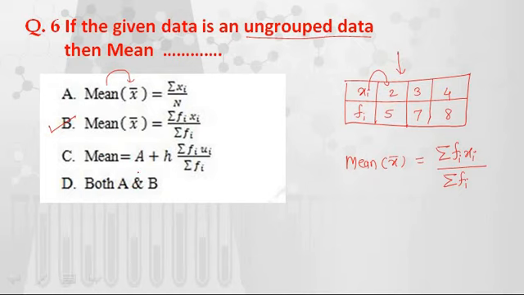When the given data is ungrouped data, mean is given by summation fi xi upon summation fi. Let us proceed for the next question.